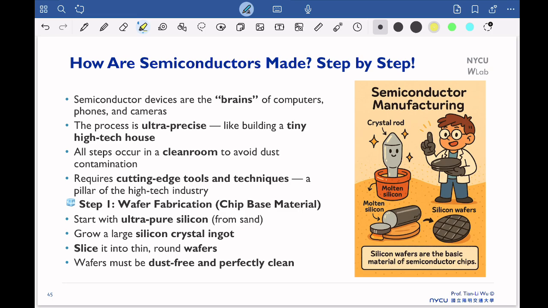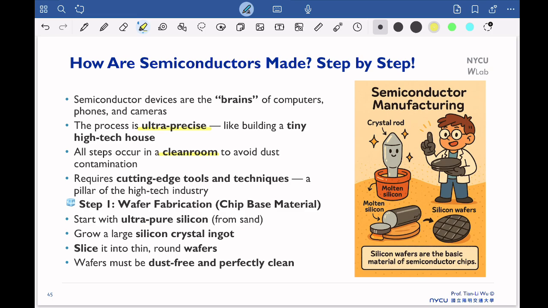So semiconductors are actually the brain of electronics, as you know. The process needs to be at an ultra-precise scale, just like building a lot of high tech, but in a tiny house here. And all of it has to be done in a clean room because we need to avoid contamination and avoid dust issues. So we need to finish all of this in the clean room.